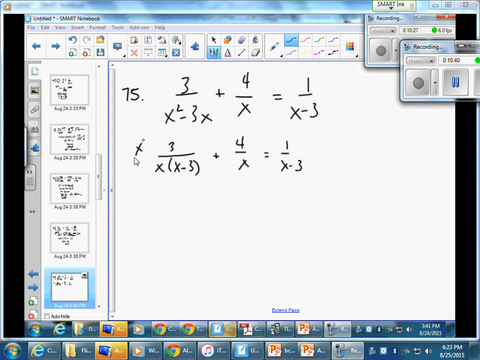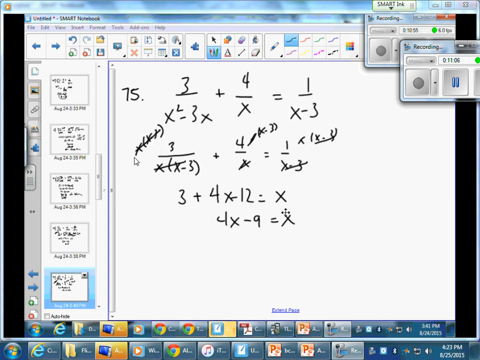So if I multiply by both an x and an x minus 3 for every term, I should be able to cancel all of my denominators. In the first term, they both cancel out, and I just get 3, plus, here the x's cancel out, so 4 times x minus 3 is 4x minus 12, and then the x minus 3's cancel out, and 1 times x is x. Combine your like terms: 4x minus 9 equals x, so negative 9 equals negative 3x. And if you divide, you get x is 3. But if you look back up, x can't be 3 because then you'd be dividing by 0. So I again get no solution for my answer.